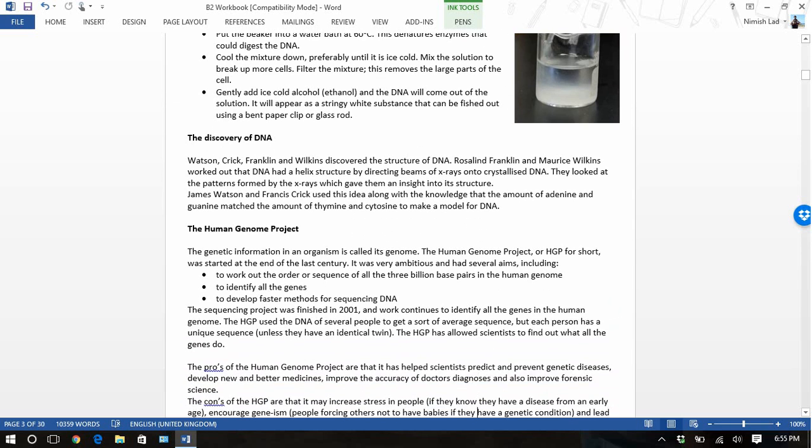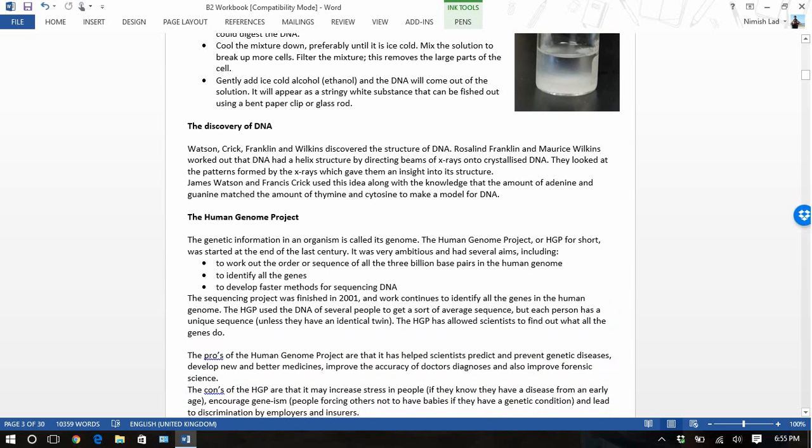So how was DNA actually discovered? Of course they wouldn't have discovered it using an experiment like that. There are 4 people you need to know about that are important in the discovery of DNA: Watson, Crick, Franklin and Wilkins. Rosalind Franklin and Maurice Wilkins worked out that DNA had a helix structure by direct use of X-rays onto crystallized DNA. They looked at the patterns that were formed by the X-rays, which gave them an insight into its structure.